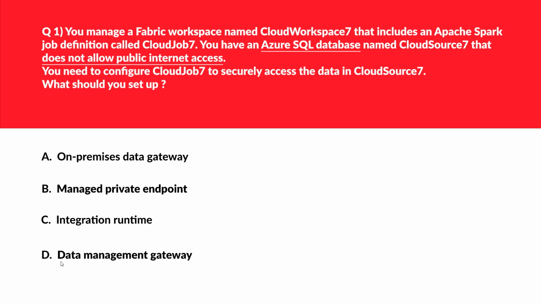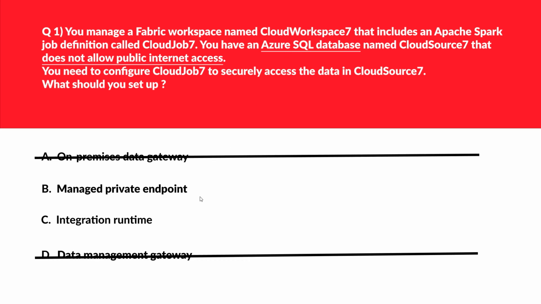So both option A and D, on-premises data gateway and data management gateway, are used for on-premises data sources and not for Azure SQL Database as required by the question. Therefore, these two are out. Let's move to option B. B says managed private endpoint. So managed private endpoint allows secure and private access to Azure SQL Database, that is a cloud source, without exposing it to the public internet. So this can be the potential answer.